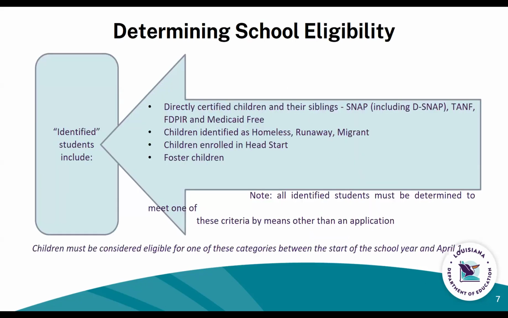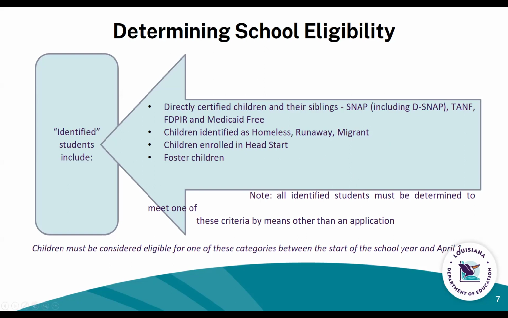All right, so determining school eligibility. During the process of determining school eligibility, the term identified students refers to students who are directly certified for free school meals based on their participation or a household member's participation in other means-tested assistance programs, such as SNAP, the Supplemental Nutrition Assistance Program, TANF, Temporary Assistance for Needy Families, the Food Distribution Program on Indian Reservations, or Medicaid Free.